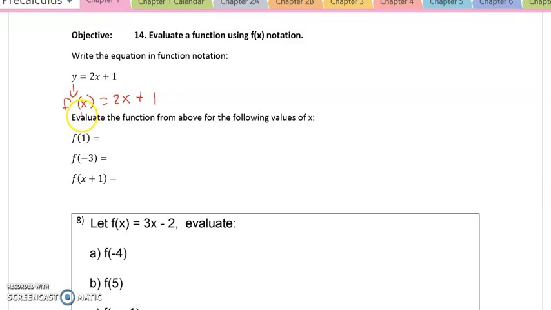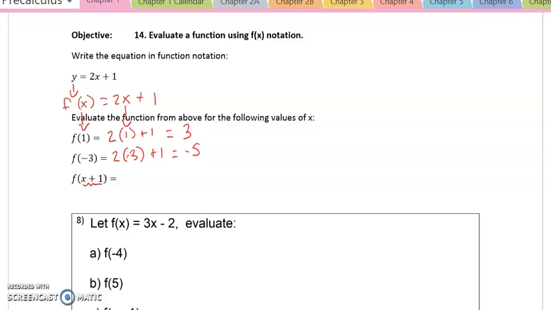So f of x becomes f of 1. So the x turned to a 1. So over here, I'm going to turn x to a 1, right? So it's 2 times 1 plus 1. That gives me 3. When I plug in -3, it's -6 plus 1, -5.